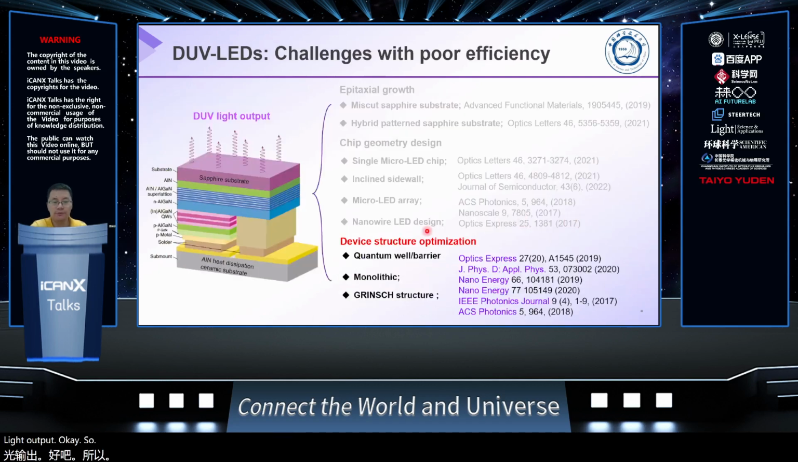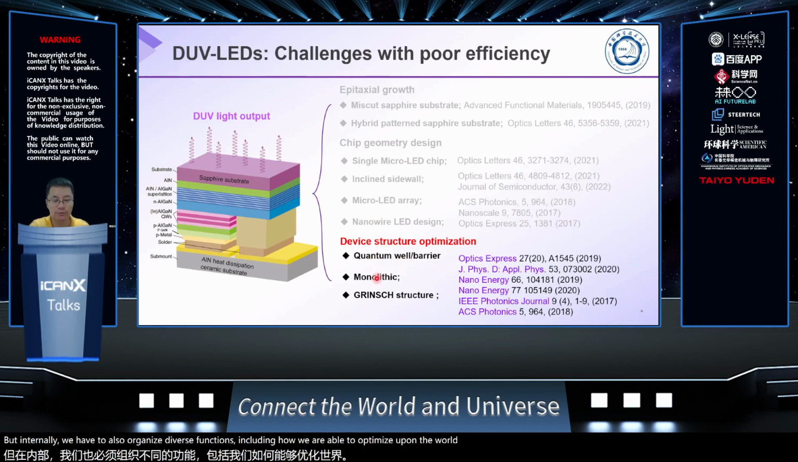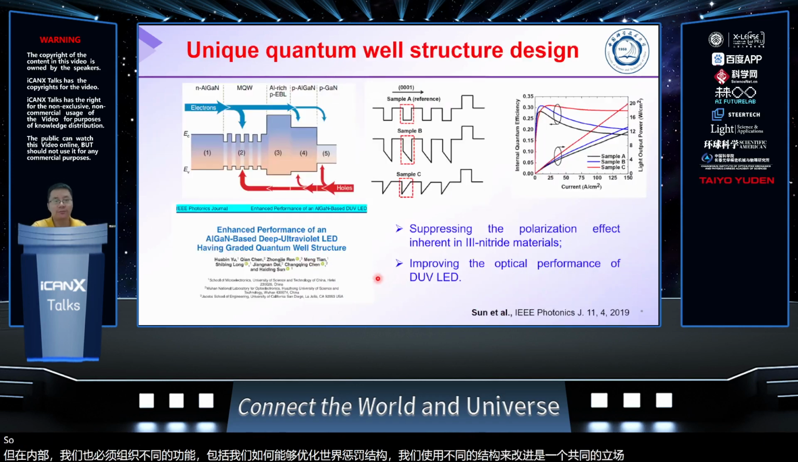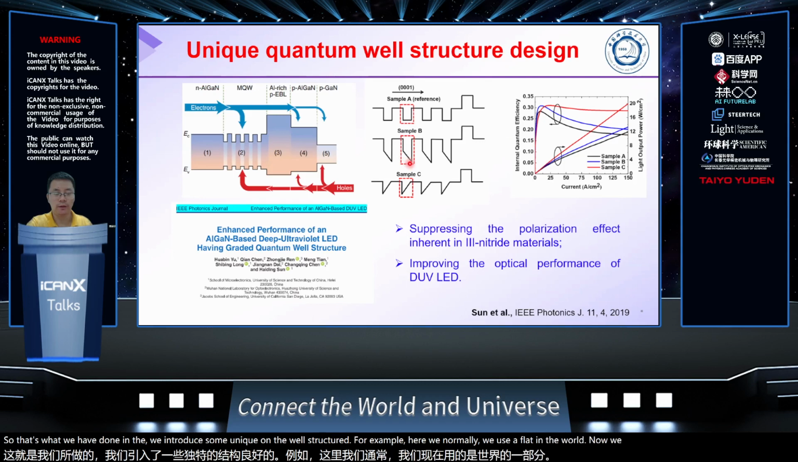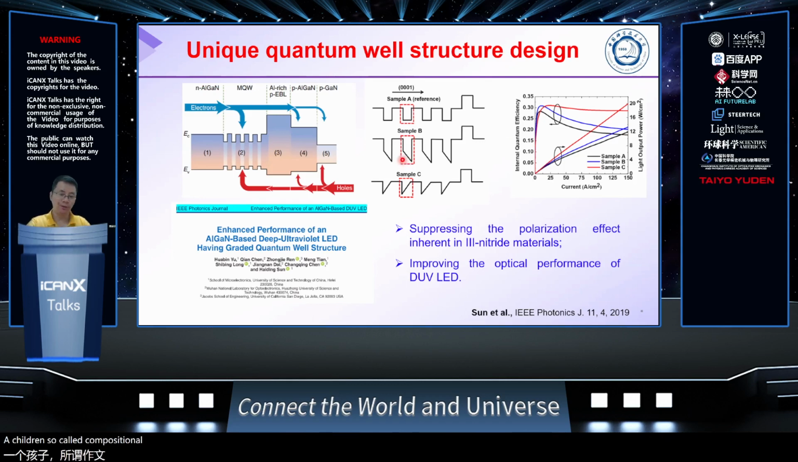In the last part, we will continue to optimize the LED device structure. Previously, we optimized the growth conditions and growth techniques, and we also optimized the chip geometry. But internally, we also have to optimize the device structures, including the quantum well structures, and we use different structures to improve the quantum efficiency. So we introduced some unique quantum well structures. Normally we use flat quantum wells. Now we use tilted, so-called compositionally graded quantum wells.